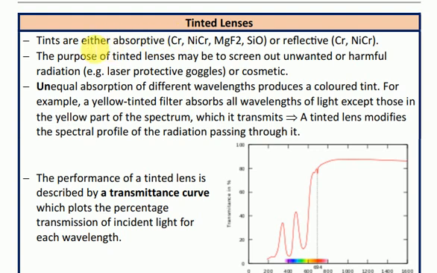Tinted lenses. Tints are either absorptive, like chromium and magnesium silica, or reflective.